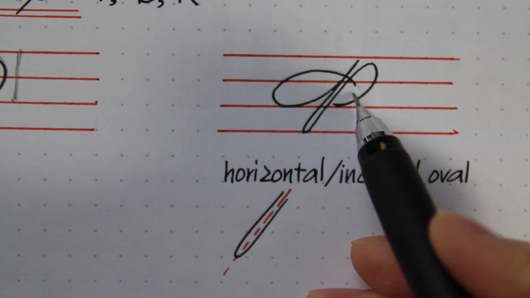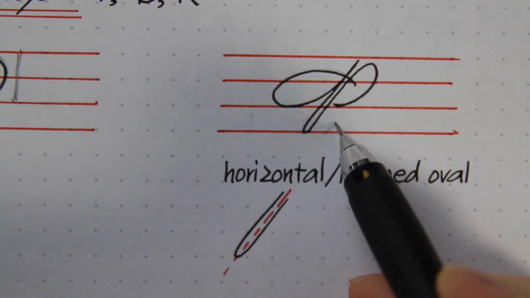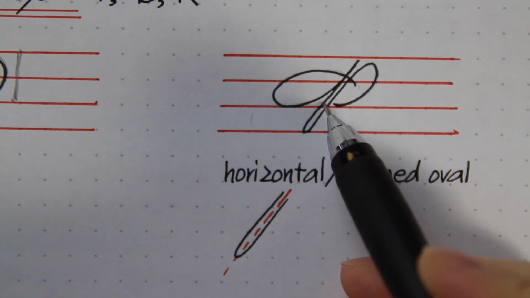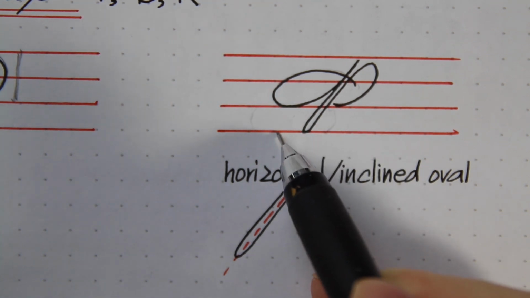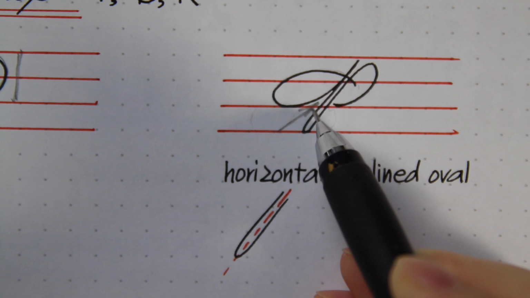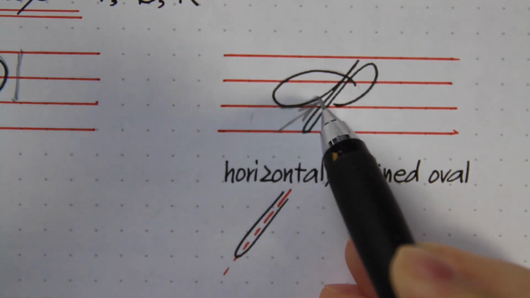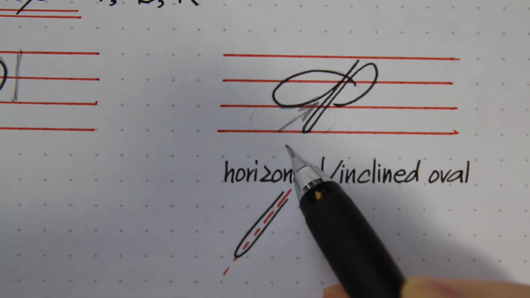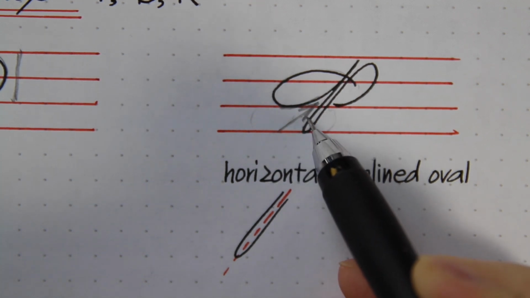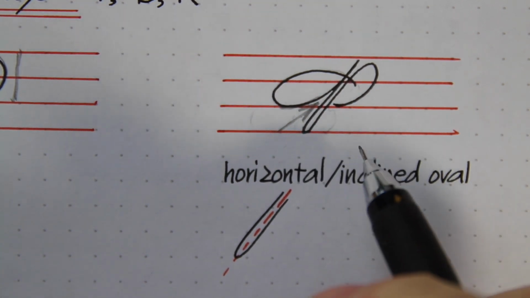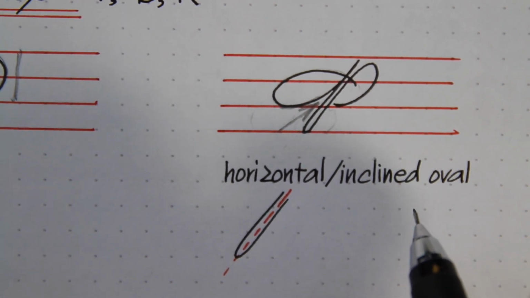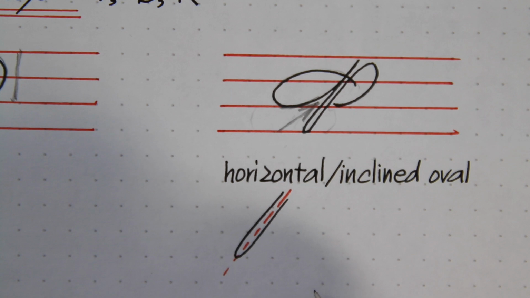This variation of P can begin with a horizontal or inclined oval. When you begin with an inclined oval, make sure that there isn't too much space between here. You want to leave ample space, but you don't want it to be huge. You don't want to see a huge gap. So if you want it horizontal, make sure it looks horizontal. If you want it inclined, make sure that it looks inclined.